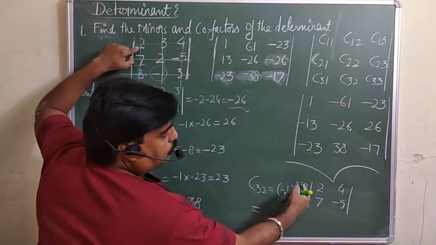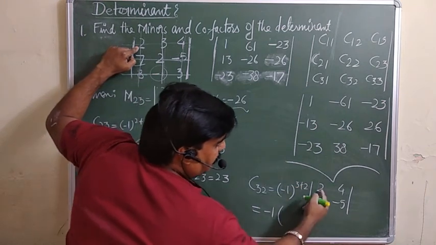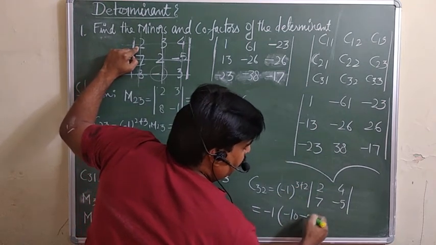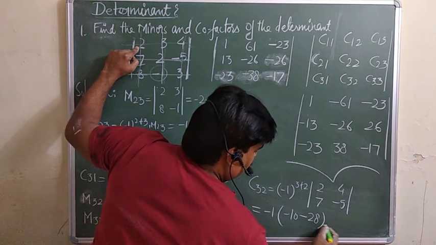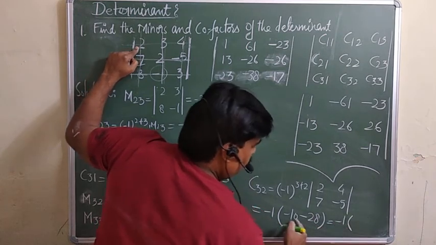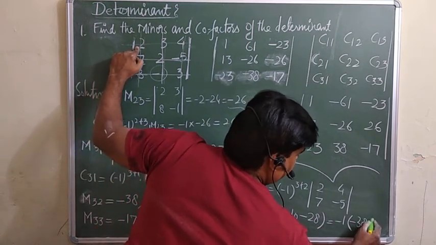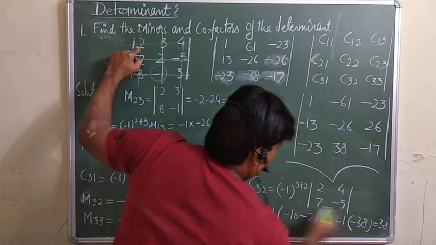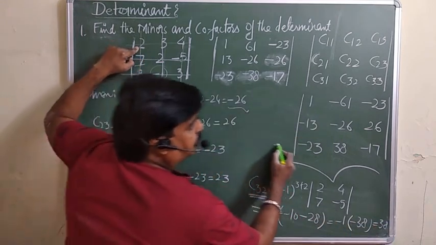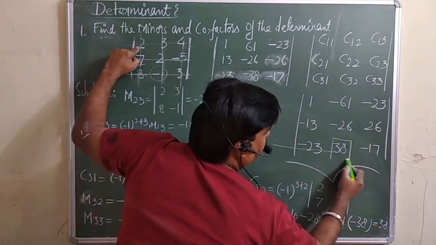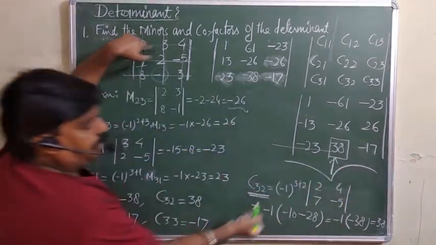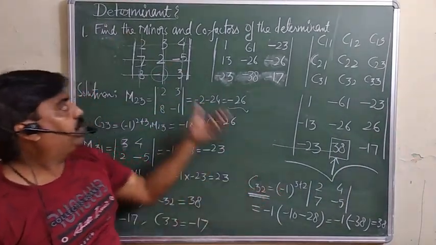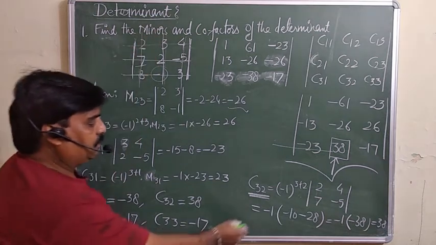So minus 1 to power 5, that is minus 1. And here you will get minus 10 minus 28. So this is minus 1 into minus 38. So that is plus 38. So third row, second column. Look at here now. So this is a cofactor. So likewise you can write down the cofactor for any one of the elements. Okay.